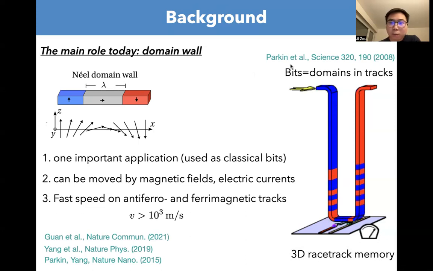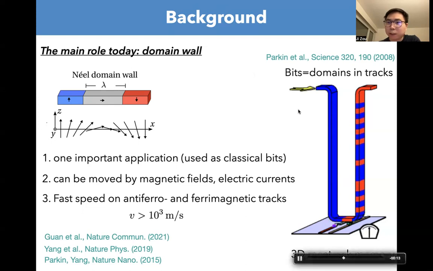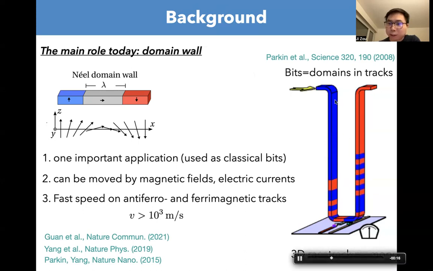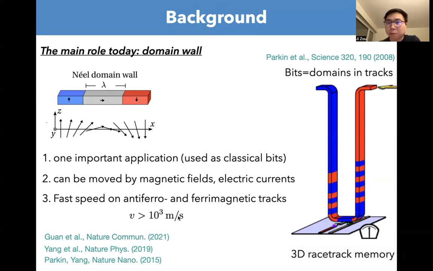And now people can actually manipulate and control the domain wall motion very easily through different means. For example, by applying a magnetic field, or applying an electrical current or spin current. One very impressive thing is that now we can drive this kind of magnetic domain wall within the magnetic nanowire, or we call it a magnetic racetrack, with a super fast speed, even over like 1,000 meters per second.